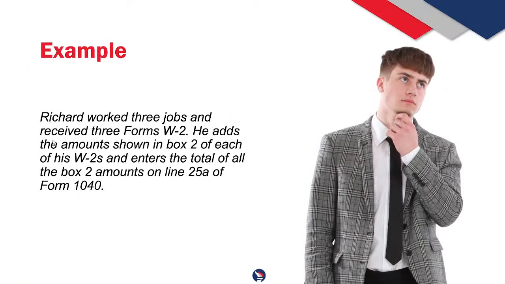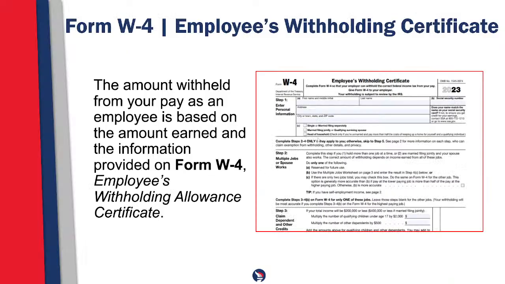Richard worked for 3 jobs, received 3 W-2s. The amount shown in box 2 of each W-2 enters the total of all of those on line 25A of their 1040. Like I said, the computer does that for you.